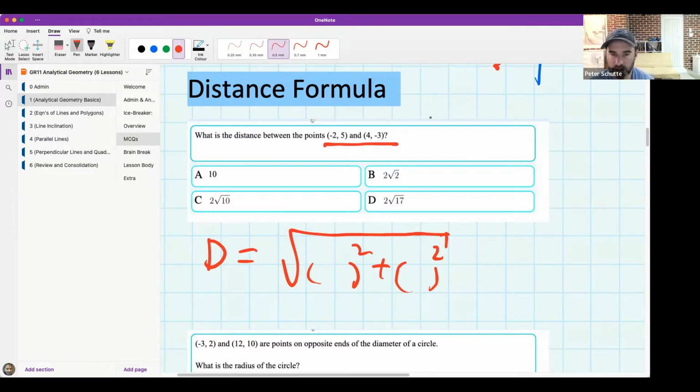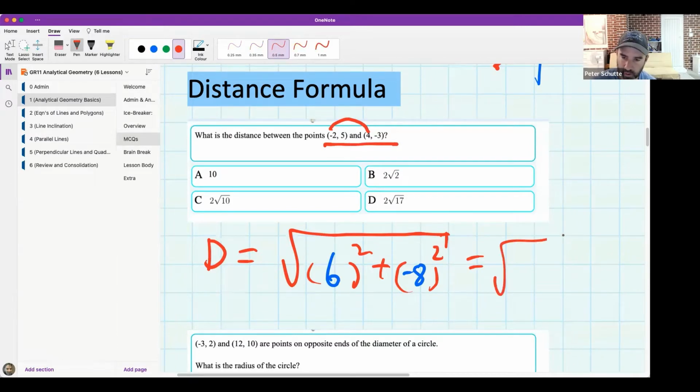Okay, so some answers are coming through. Let's give it a bit of time. So remember that when I did this, we are looking for the change in X and the change in Y between the 2 points. That was what it says, X2 minus X1, Y2 minus Y1. We just have to be careful when we go 4 minus -2, we're going to get 6 in here, and then -3 minus 5 gives us -8.